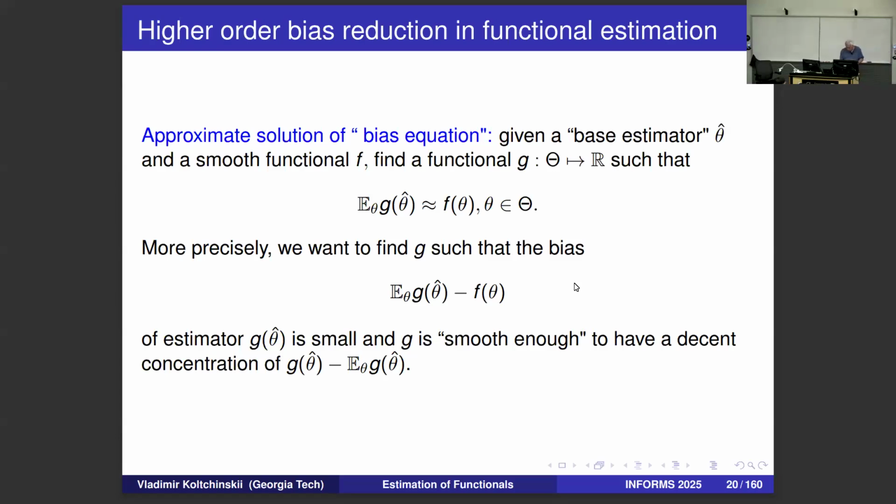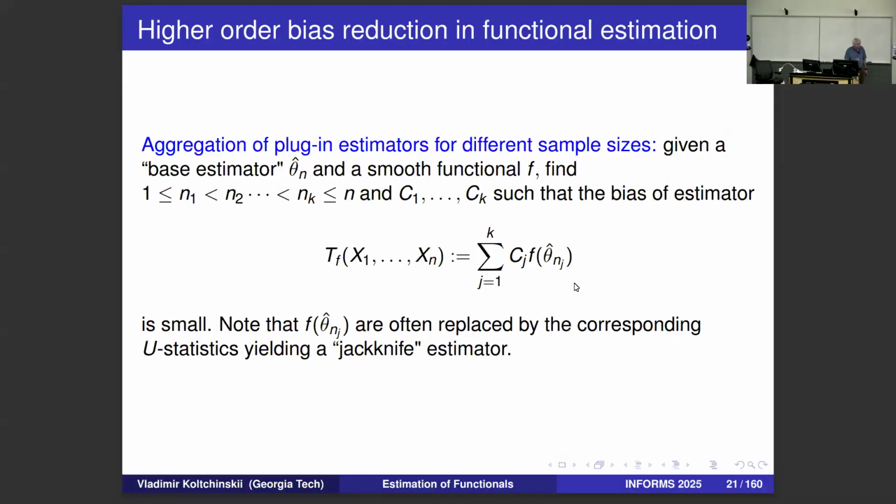Another method, that we will get to next time, is based on a completely different idea. The idea here is to choose several sample sizes smaller than n, and for each of these sample sizes to compute a base estimator. Okay, so we are using base estimators with different sample sizes, and then we are looking at a linear combination of these plugin estimators, okay, several plugin estimators.